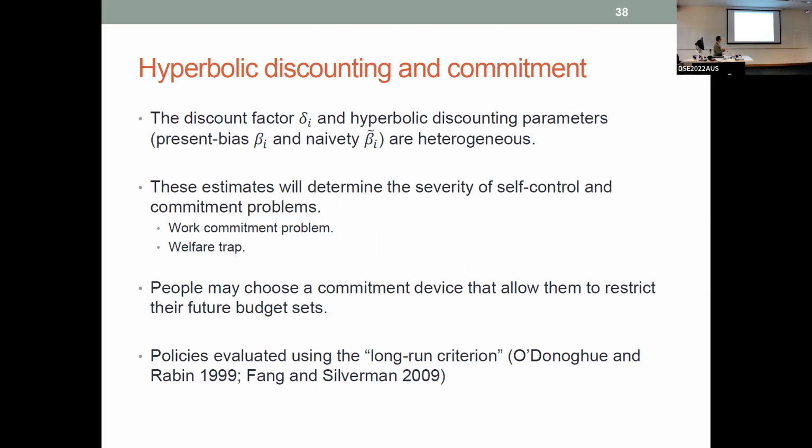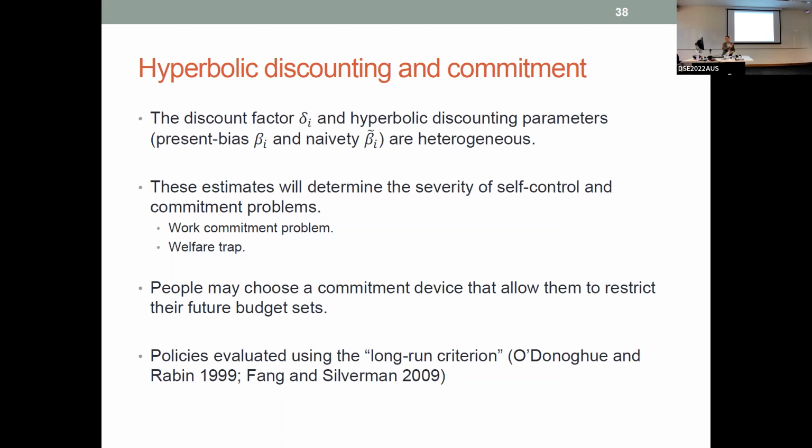I've mentioned this a little bit earlier. People may choose a commitment device that allows them to restrict their future budget sets. So there will be counterfactual policies shown towards the end of this lecture that show that if we impose a sanction regime, would people prefer a sanction regime over no sanction regime? For time consistent people, no one would choose a sanction regime over a no sanction regime. But for potentially present biased individuals, they might prefer a sanction regime, depending on how the sanction is designed.